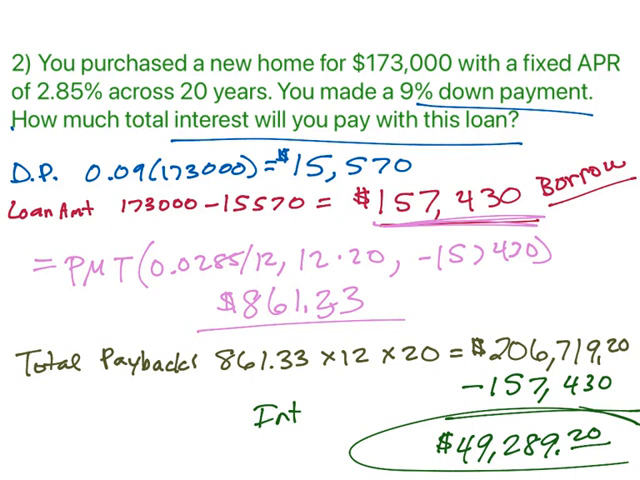So when you have this problem, it seems like, oh, I just need to find the interest. But it's not that easy, right? The interest is step number 5. You've got to find the down payment, then the loan amount, then you've got to find your monthly payment. That leads you to your total payback. Then you can find your interest.